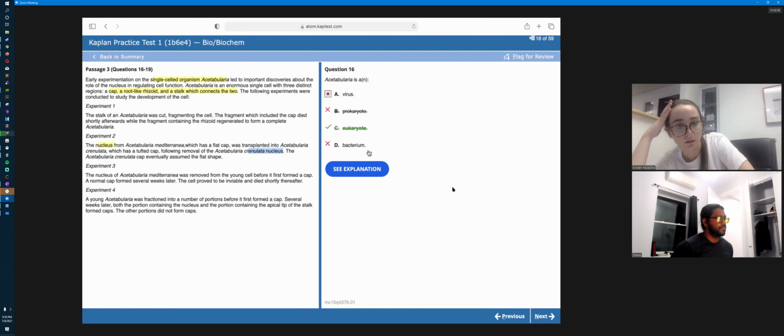Experiment 3. It's a young cell, so before it has the flat cap, removing the nucleus. But we just learned that the nucleus of this guy is what creates the flat cap. So if it doesn't have a nucleus, how is it getting a flat cap? It's not. It's getting a normal cap. Oh, a normal cap. Okay. So something's interesting. And then it also dies. Oh, right. Okay.